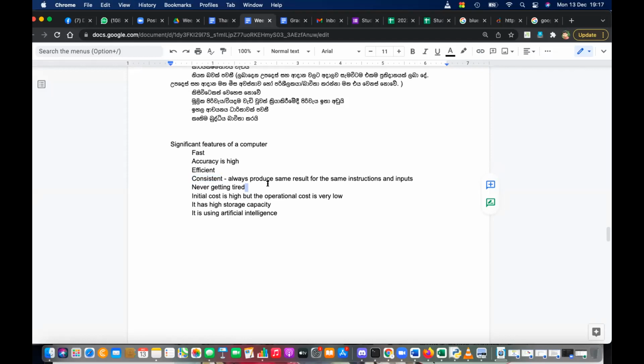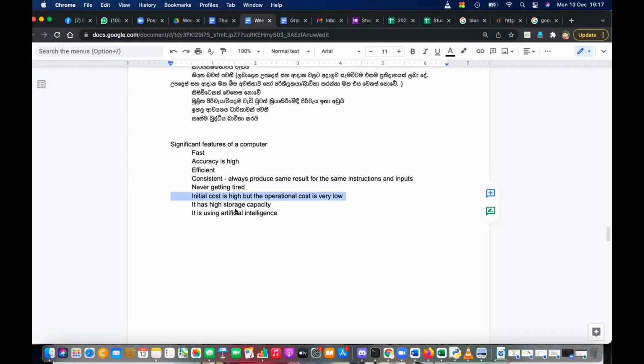It's never getting tired. The initial cost will be high, but the operational cost is low. Initially, you have to spend some money, but when it comes to operations, you don't have to spend much. Let's say you have a pet, a dog or cat, you have to spend some money to maintain the healthy status of your pet. But for the computer, you don't have to spend that much. That is a good friend. Less burden, fewer troubles.